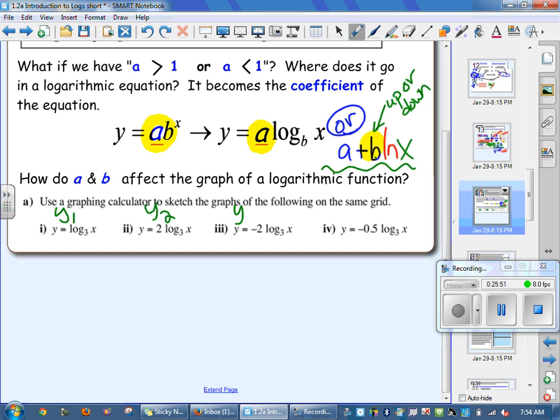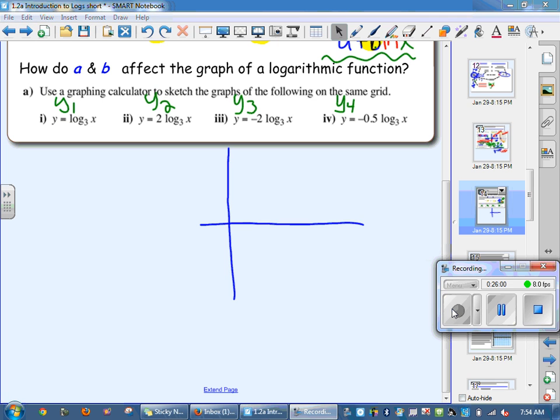Okay, so what you should have noticed is the very first graph is our basic graph. It's just going to increase and go up through positive 1. Now on the second one, I have a number in front of log that's larger. So that means it's going to go up even farther than the one we just drew. Because we have a hidden 1 in front of our log in example 1. In example 2, we have the number 2 in front, which means it's further away from the x-axis.